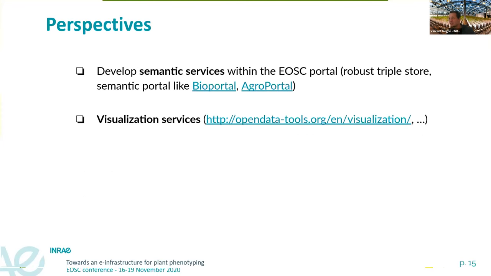Some perspectives: as I said, we use ontology technology, so we are interested in using some semantic services provided by the EOSC portal. This could be some low-level services like a triple store or a complete semantic portal like BioPortal or AgroPortal. And we are also interested in integrating some high-level visualization services to efficiently analyze our data.